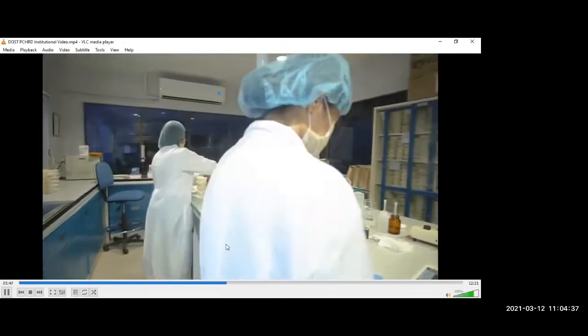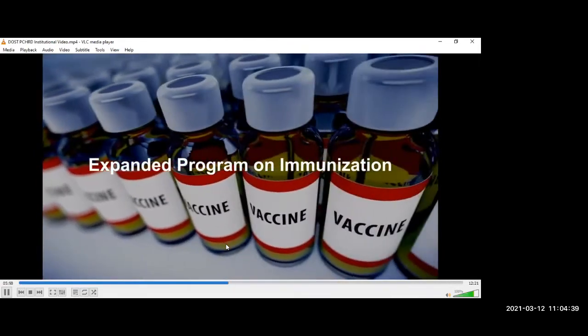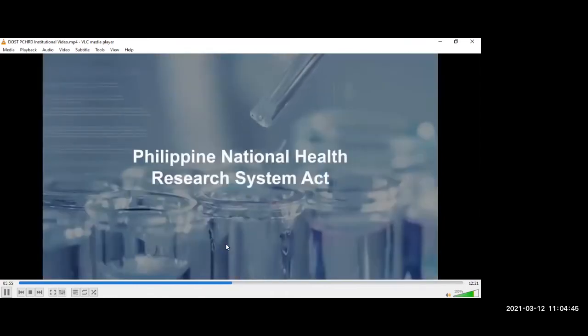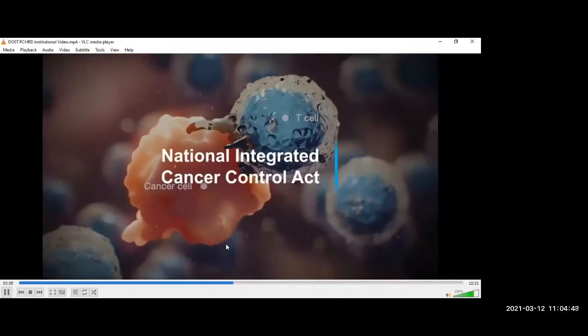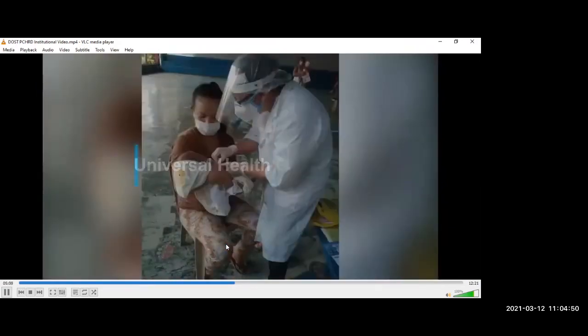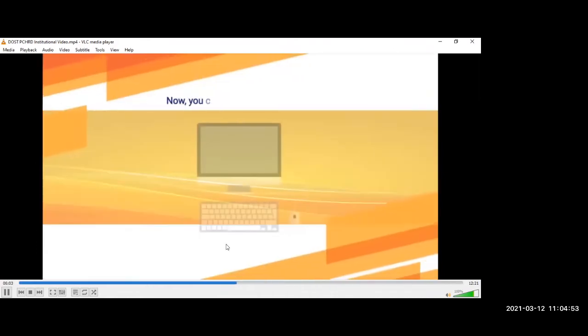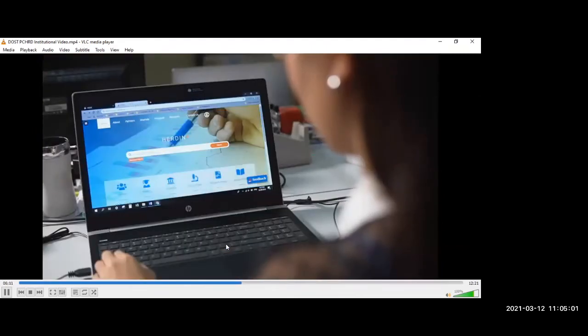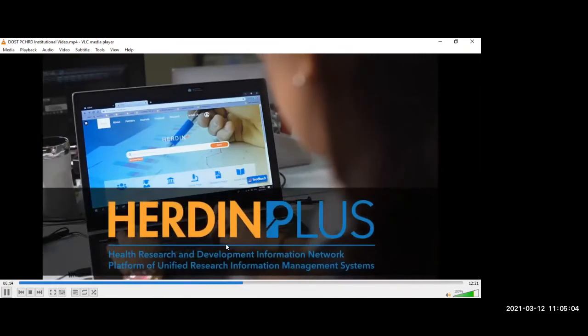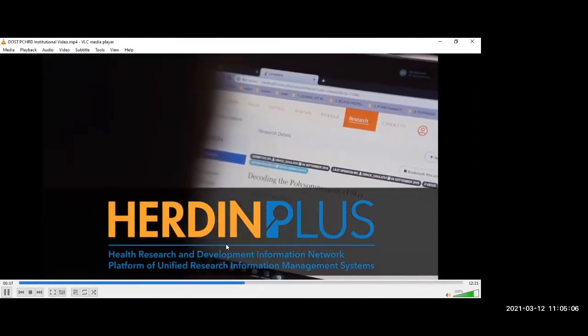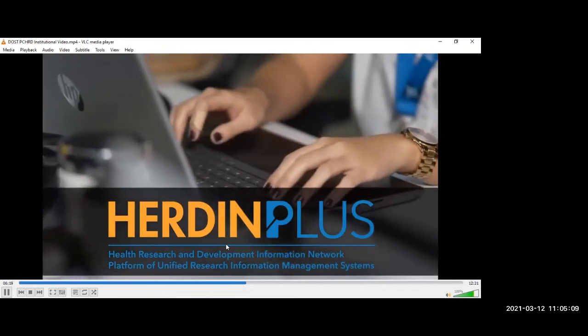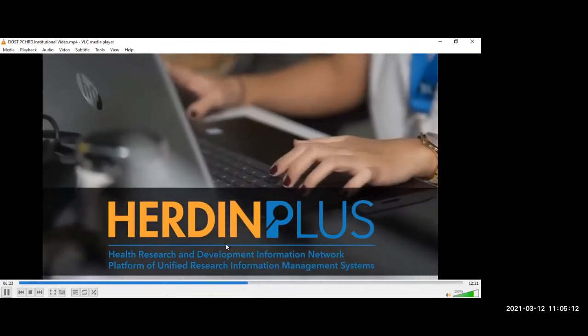Our supported researches contributed to the development of the Expanded Program on Immunization, the Newborn Screening Act, the National Health Insurance Act, the Philippine National Health Research System Act, the National Integrated Cancer Control Act, and the Universal Healthcare Act. The PCHRD established the country's first online databases and information services through its Health Research and Development Information Network platform of Unified Research Information Management Systems, or HERDIN+.